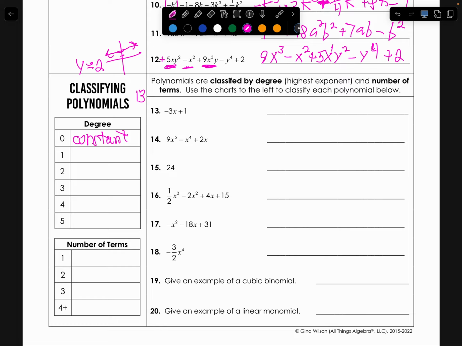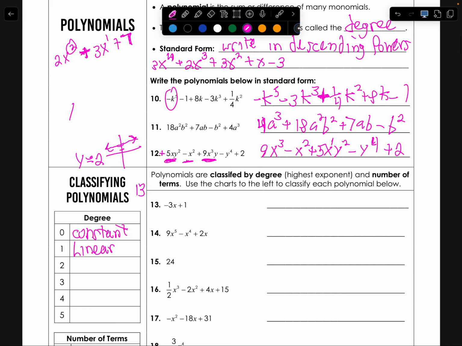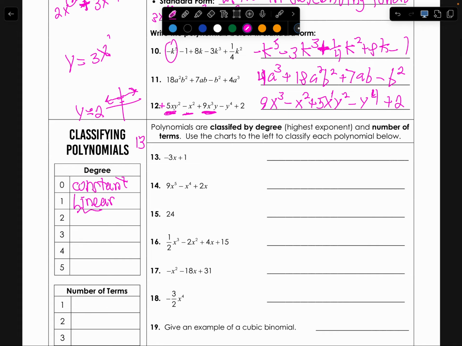Okay? Then you have linear, which is when you have an x to the power of 1. So if I had a function like y equals 3x, that's x to the power of 1. That's a line. y equals mx plus b. That's a line. It's linear, so it's a line. This one's going to be a second degree polynomial, which starts with a q. Quadratic. Cubic.